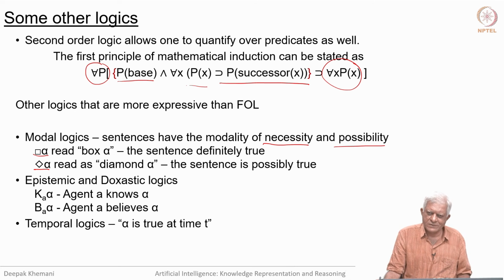Temporal logics are also logics which talk about modalities, and they say that alpha is true at a certain time t essentially.